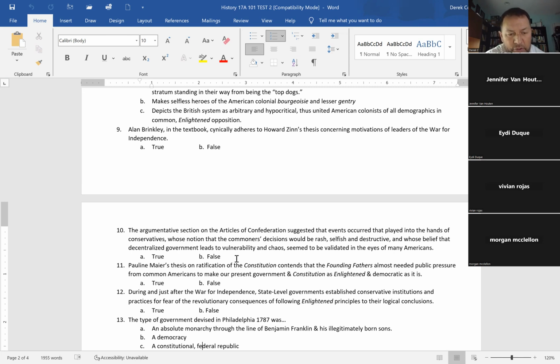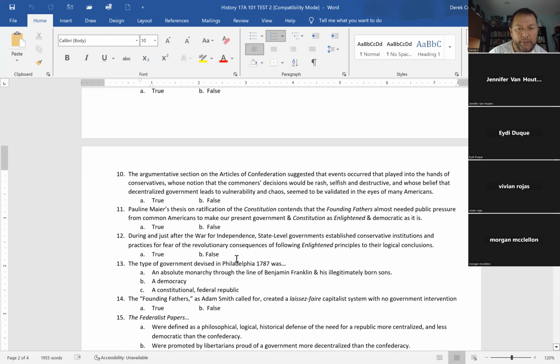And remember, she doesn't paint a very good picture of the founding fathers, saying that they had to have pressure applied to them to incorporate enlightened components into the Constitution during the ratification or approval process, that they initially didn't put them in there. During and just after the War for Independence, state-level governments established very enlightened and liberal governments, not conservative. The type of government that we devise, that we still have, is a constitutional federal republic, right? Whereby the Constitution, everything and everyone must abide by the Constitution. And the federal part is the states and local governments sharing power with the federal government. And a republic is a mixed government with elements of democracy, elements of aristocracy, and elements of a monarchy. All right.